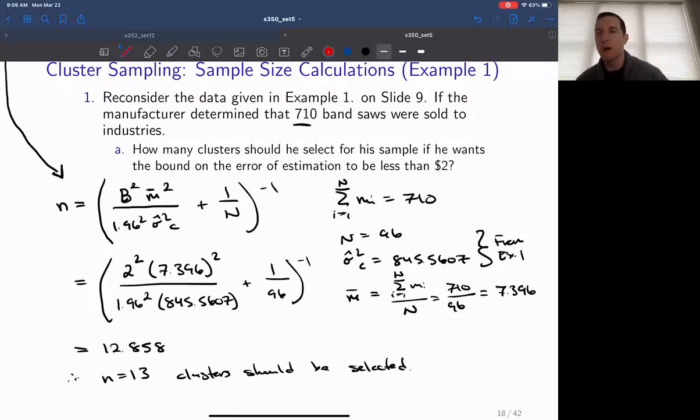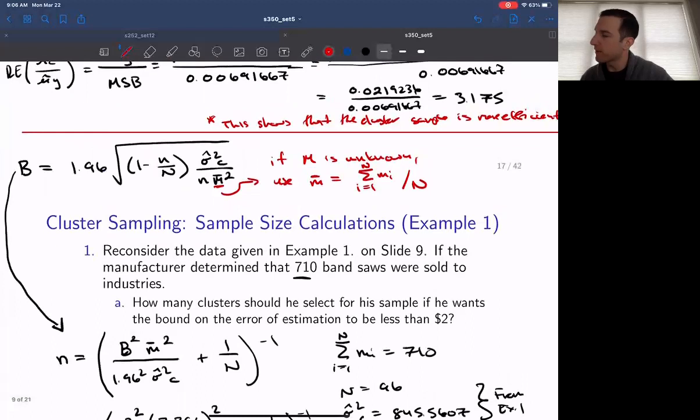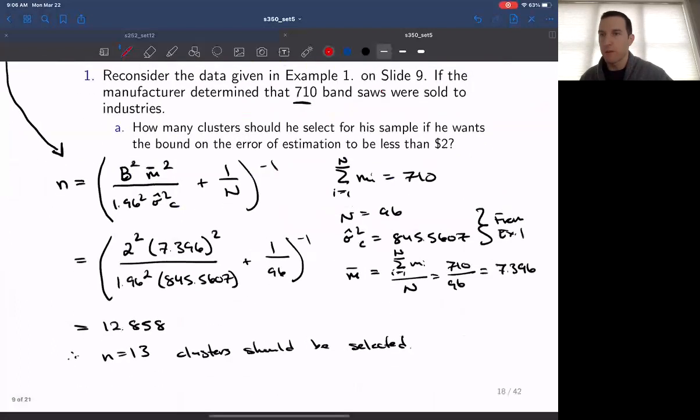Well, in order to bound our estimate for the mean, it looks like in this case, within two units. So this is basically just the standard rearrangement of the variance of the mean estimator, which you can see starting at the bottom of slide 17 here. And then that gives us our sample size calculation. And then we're just plugging in from that point on to show that we need, in this particular case, 13 clusters.